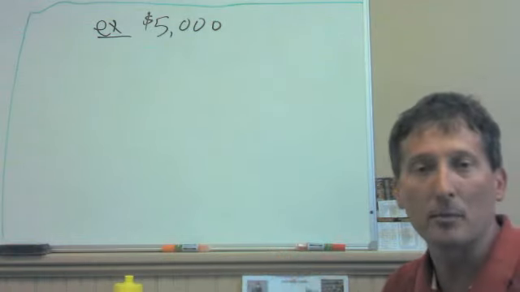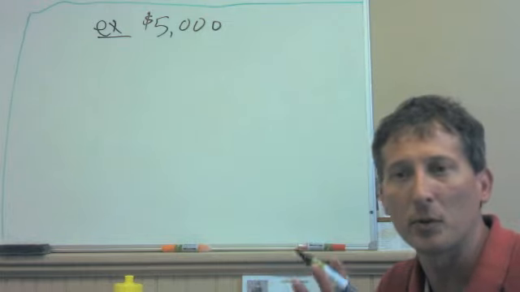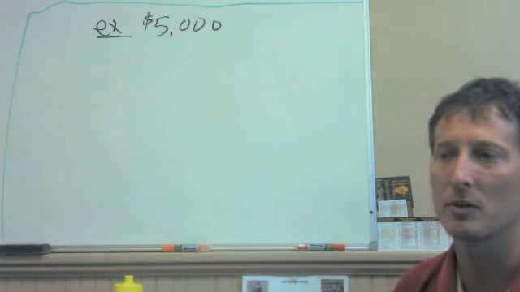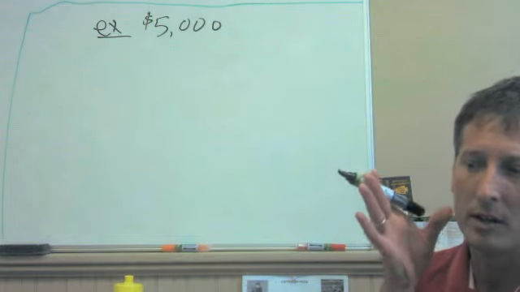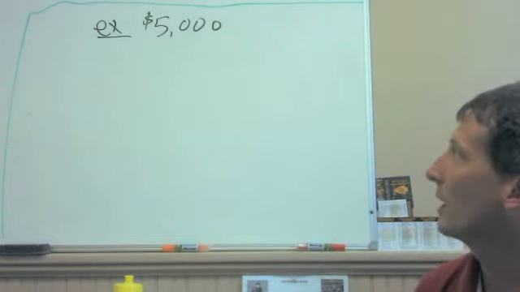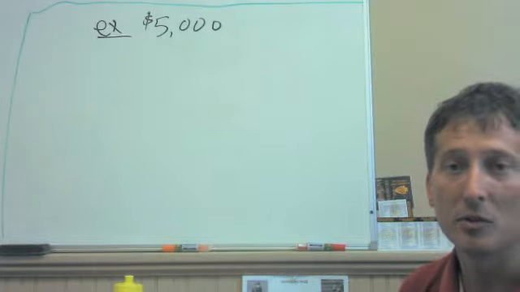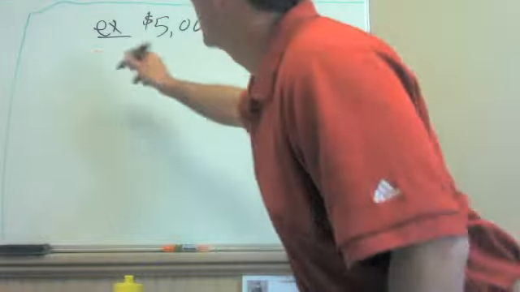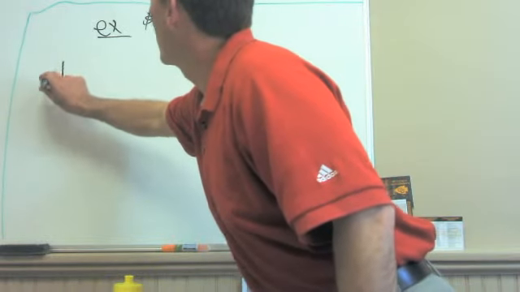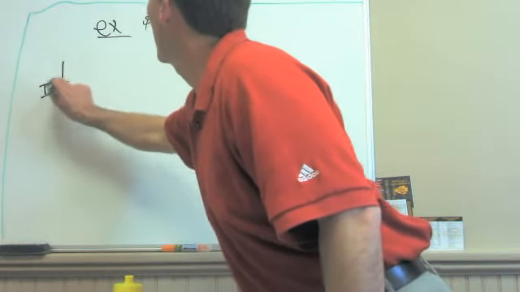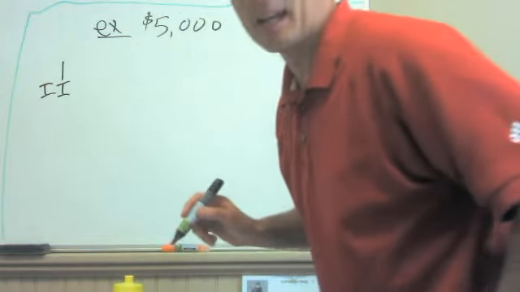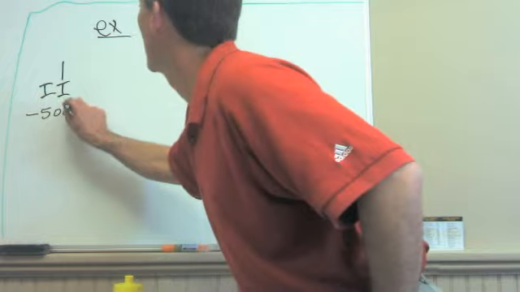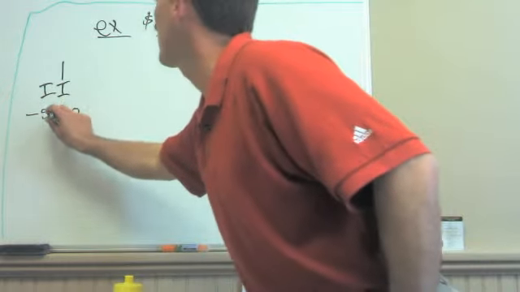And so I like to break the investment into three pieces, and they all relate to the timing of cash flows. You have your initial investment, which is going on at the time you do the investment today. So I call it time period 0, the initial investment. Let's call it II. And on that day, you're going to give up $5,000. So we have a minus 5,000.